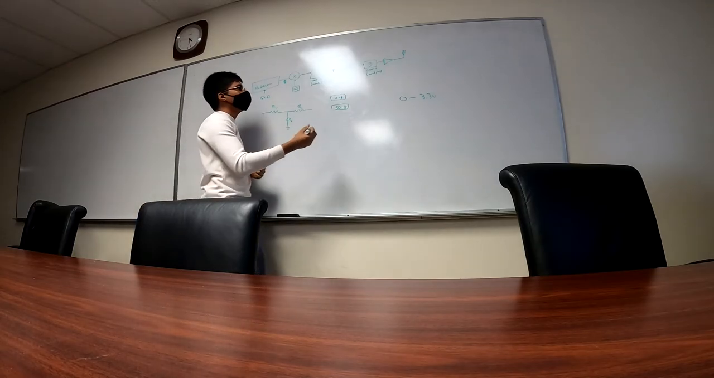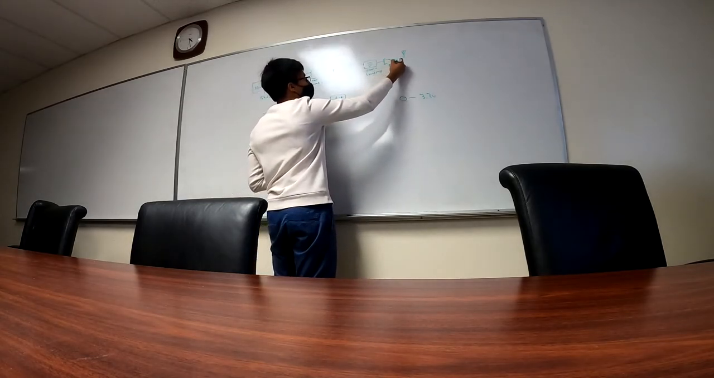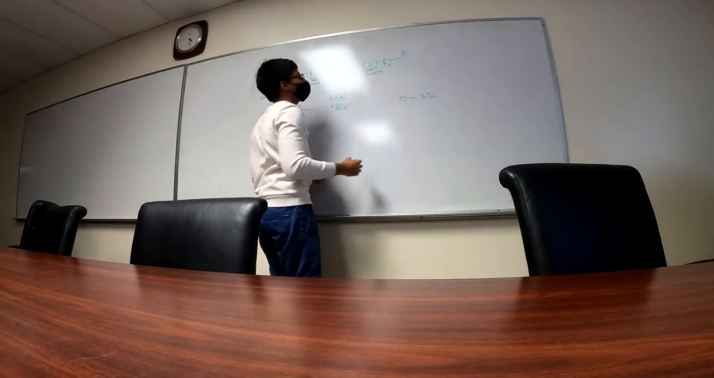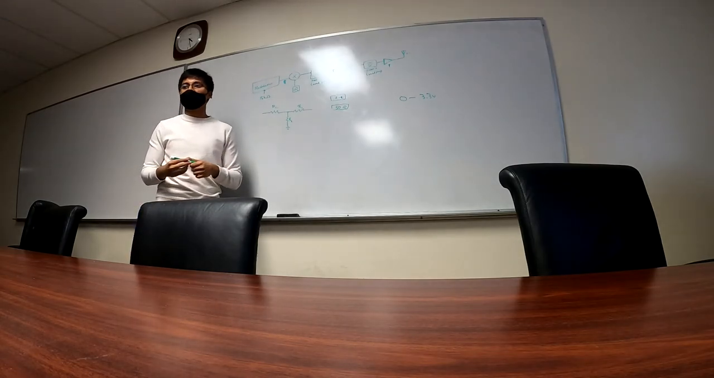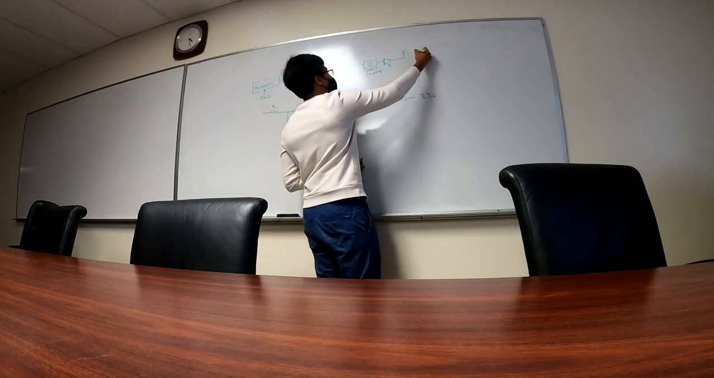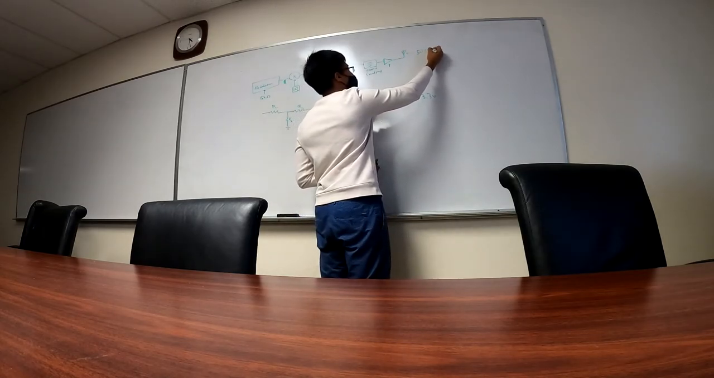And finally, then you have amplification into your antenna. So when you're modeling the antenna in LTSpice, your antenna is just going to be a 50 ohm resistor.